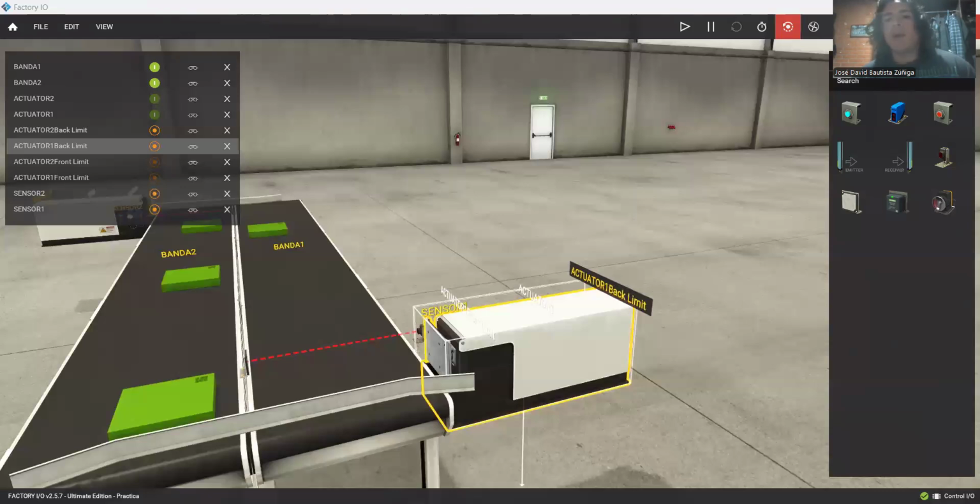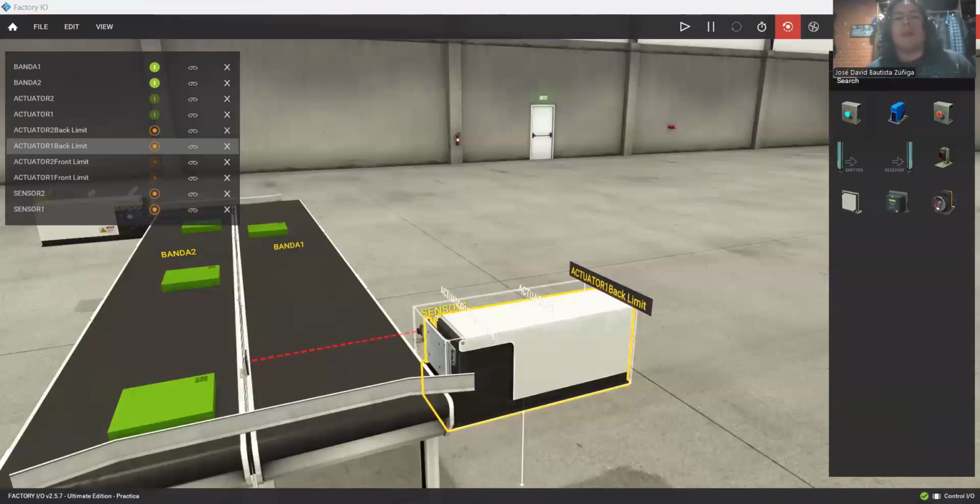It's going to stop the band. Then when the actuator is active, it's going to go to the forward position and activate the front limit. Then it's going to be reset. Then the back limit sensor is going to activate the band again. Okay, and that's it. I'm going to explain it again because I think I didn't explain it well.